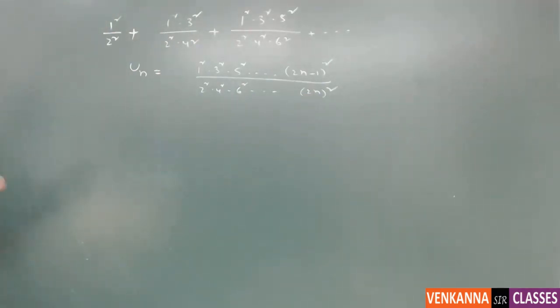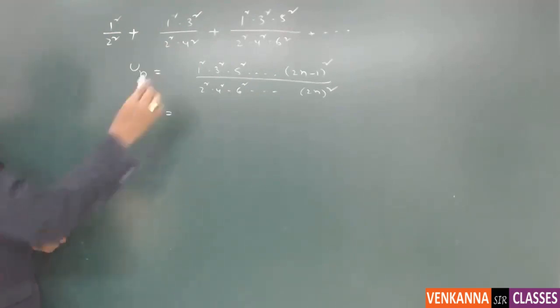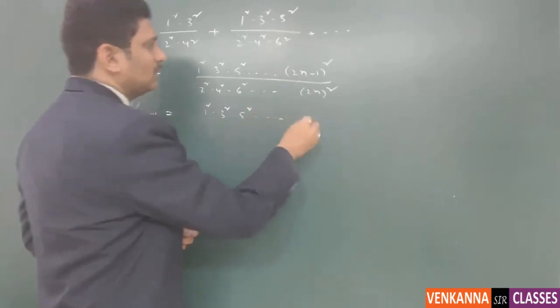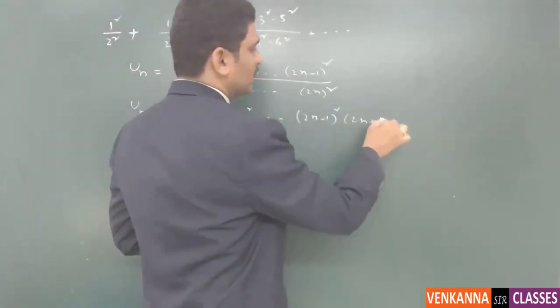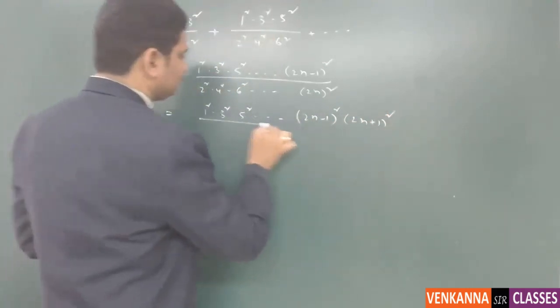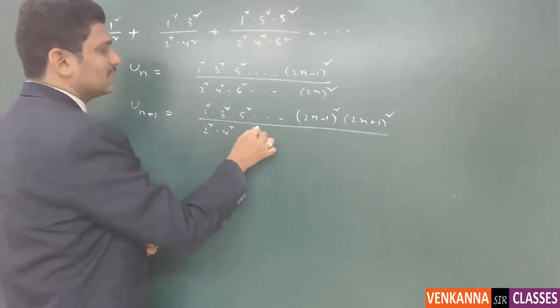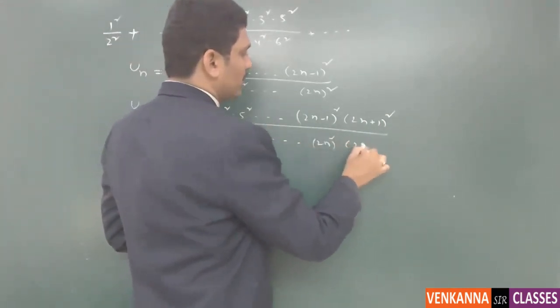Right. So if you write the next value, un+1, it will be 1²·3²·5² and so on up to (2n−1)² into (2n+1)², divided by 2²·4²·6² and so on up to (2n)² into (2n+2)².